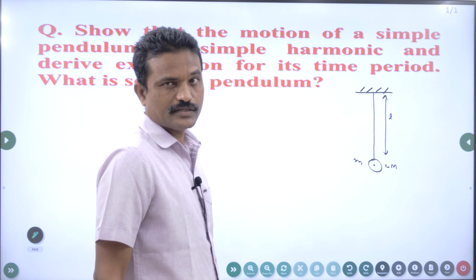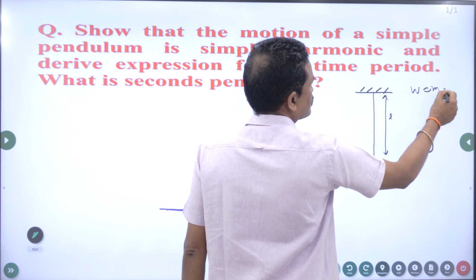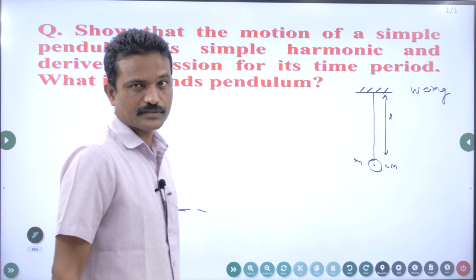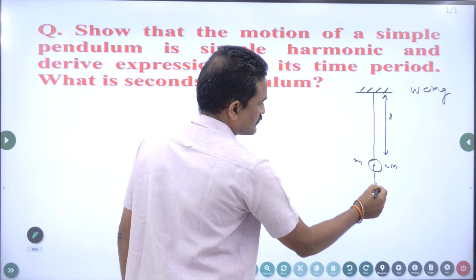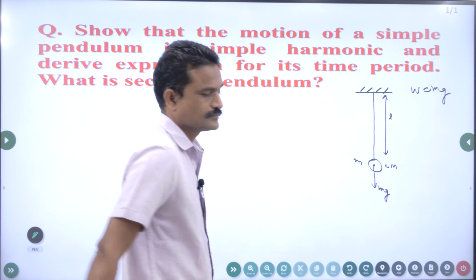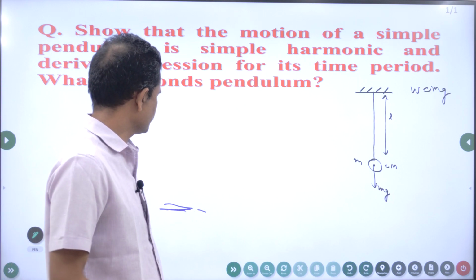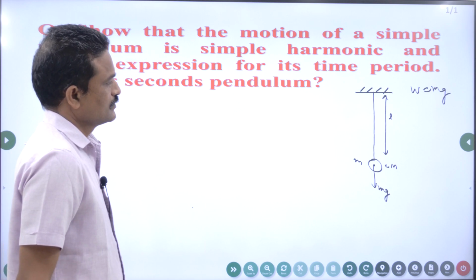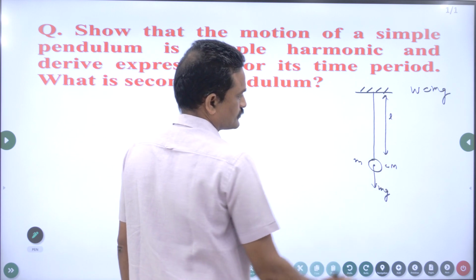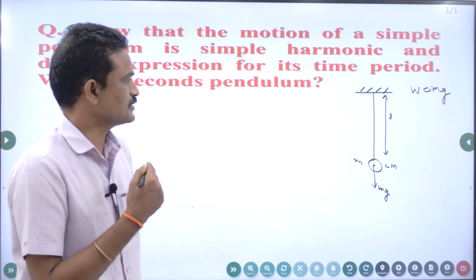So you know weight is defined as mg. W is equal to mg. Mg acts always towards the ground. It is a vector. Weight is a vector since it is a force. Right. Now, if I displace the bob, that means if I move it slightly, it makes simple harmonic motion.